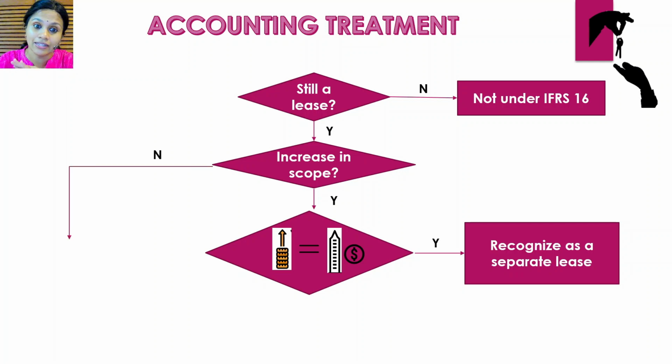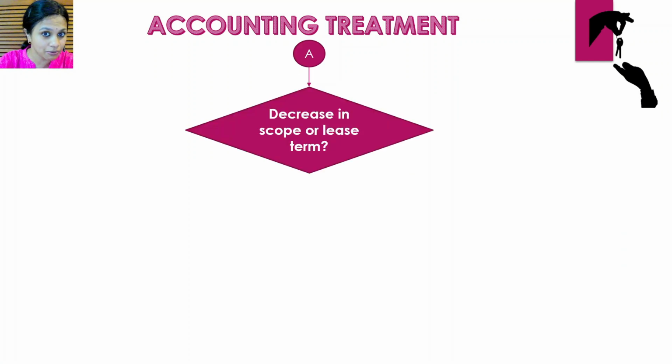Now let us say there is no increase in scope. It is a completely different kind of lease modification. In that case, there are other conditions that you need to assess, which we will discuss in the next slide. Similarly, if you find that the increase in consideration is not commensurate with the standalone price, then also we look at the other conditions that you need to assess. If it is not an increase in scope, is it a decrease in scope or lease term?